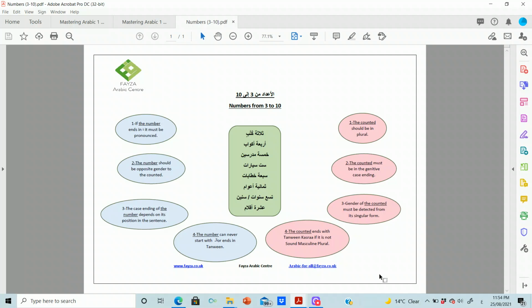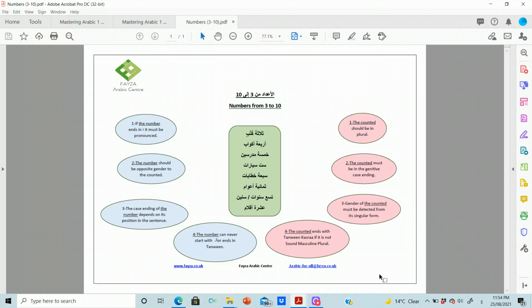All right, now the third pink circle says the gender of the counted must be detected from its singular form. And this is very important. Why? Because how would you be able to detect the gender of the second word, the counted? Never rely on how it looks. For example, we have the broken plural in words like kutub, akwab. We have to go back to its singular form to be able to be sure of its gender.